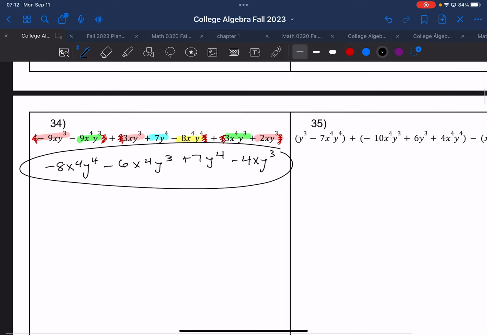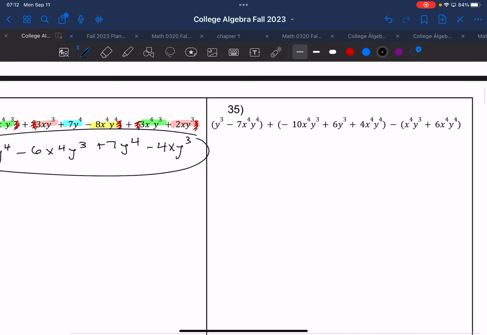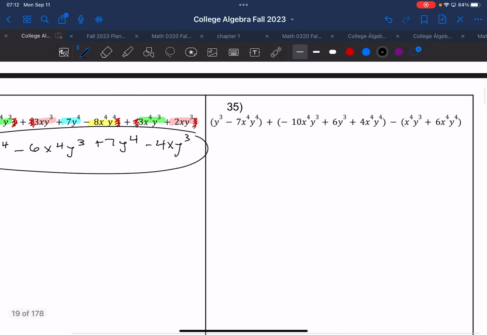Then lastly, number 35. You're only going to have to change the sign on how many expressions? One. One expression, just that last one right here, and they're both going to be negative. So I'm just going to go ahead and rewrite it while you're combining the like terms.